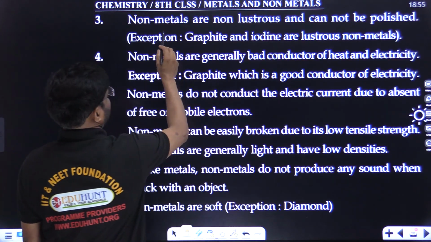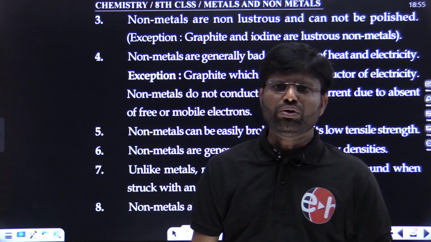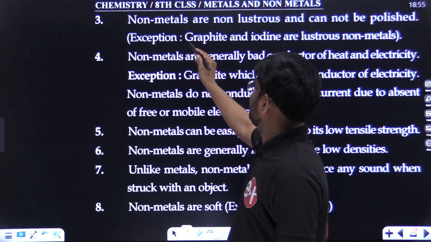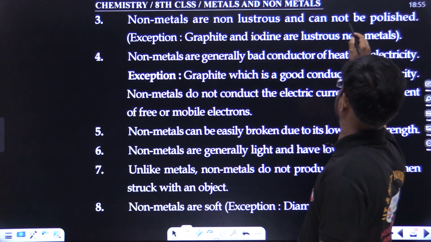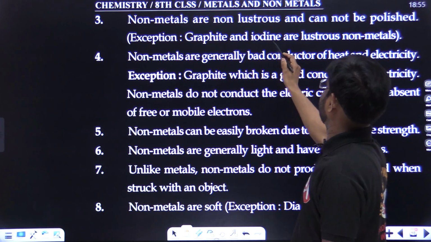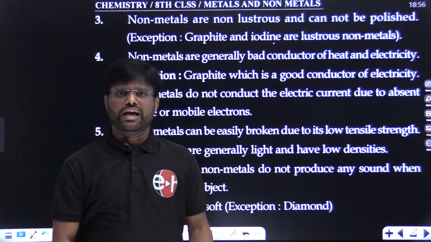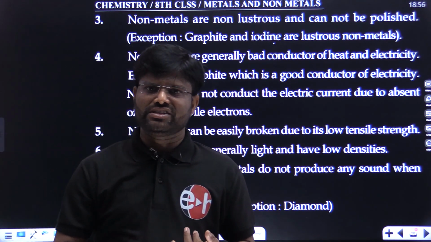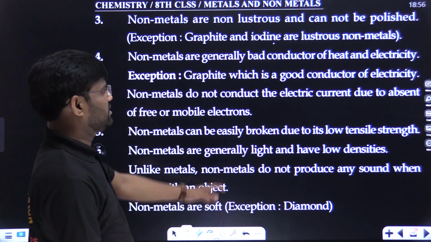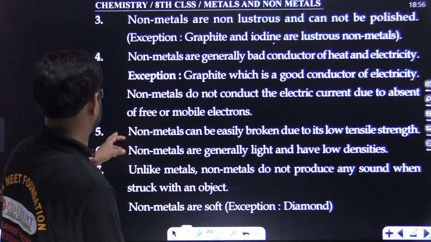Next, most of the non-metals are non-lustrous. They don't show shiny, lustrous nature. That's why non-metals are non-lustrous and cannot be polished. But the exceptions are graphite, iodine and diamond. Diamond is lustrous, graphite is lustrous, iodine is also lustrous. These are the exceptions we have to remember. Okay, now next.